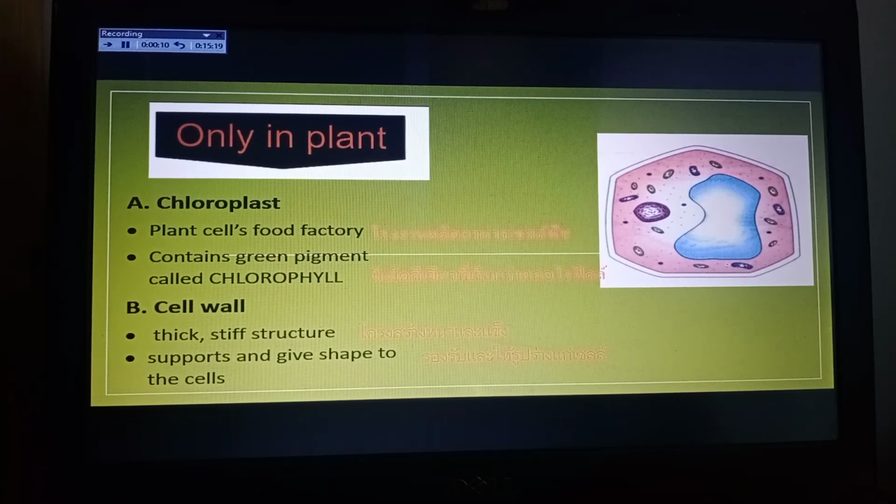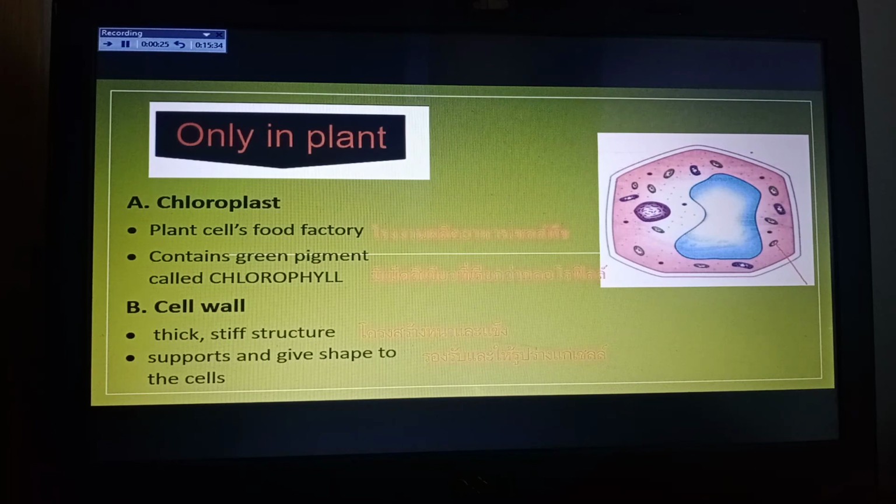Let's start with the parts that can only be seen in plant cells. As I've said, your chloroplast and your cell wall are the two parts of the plant cell that you can't find in an animal cell.